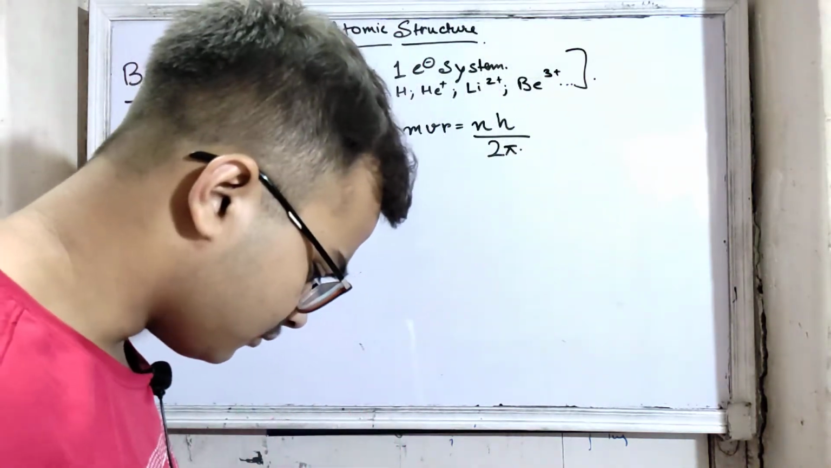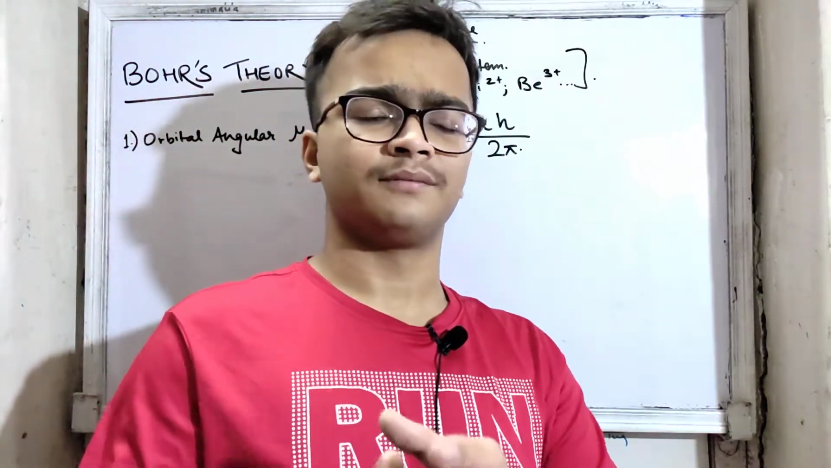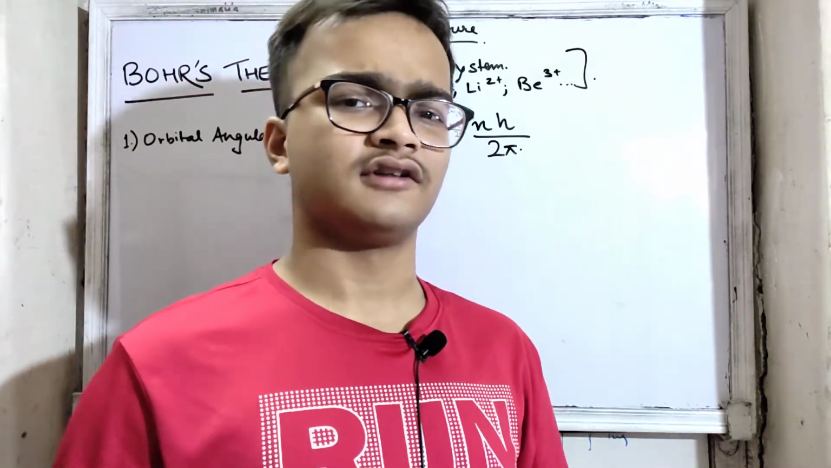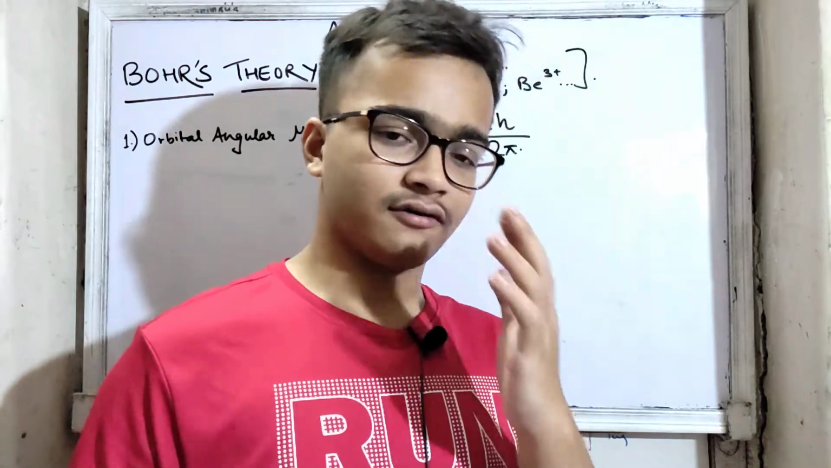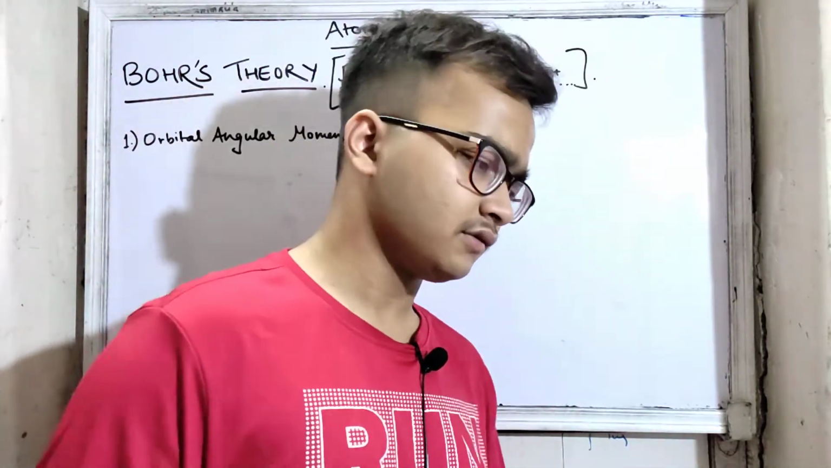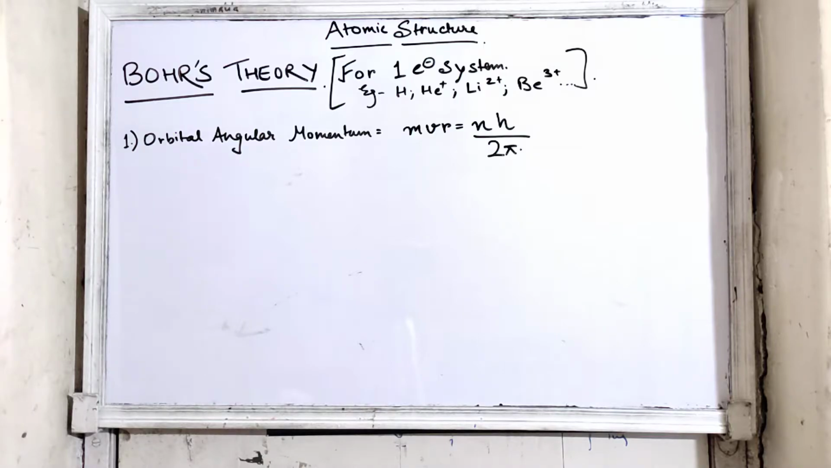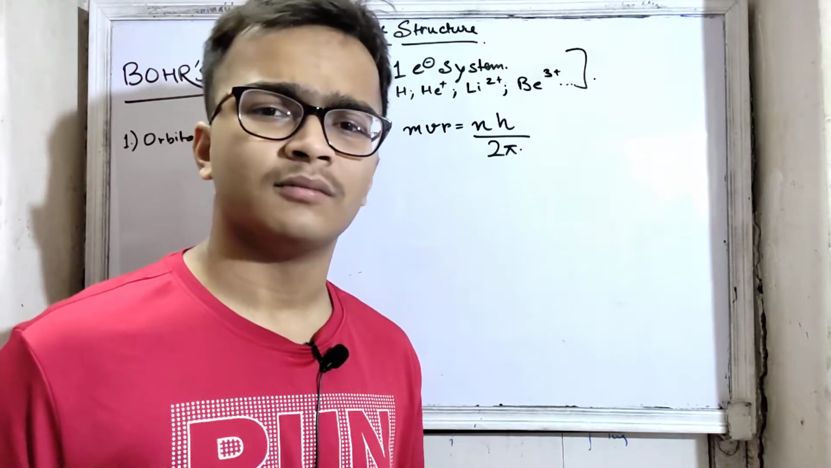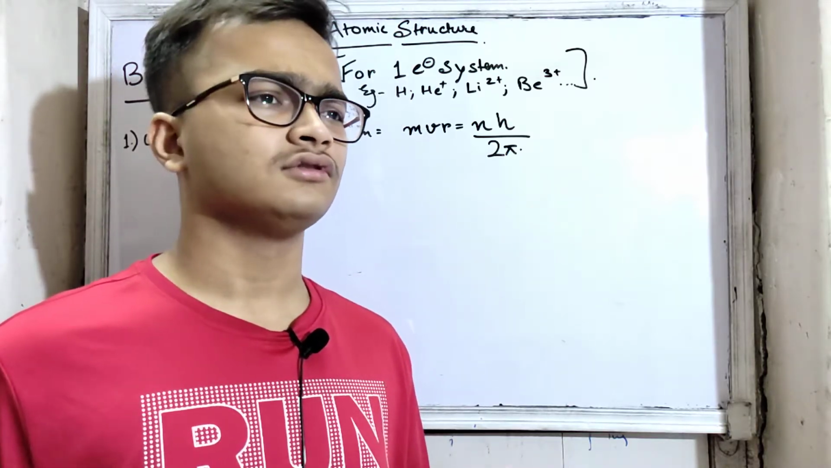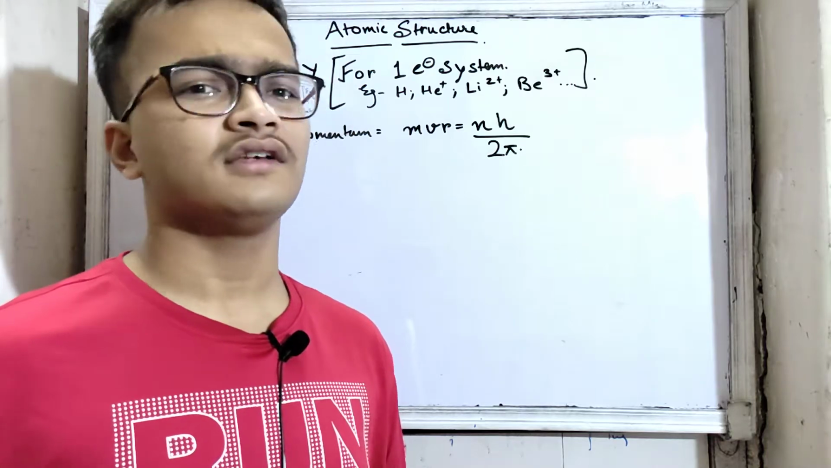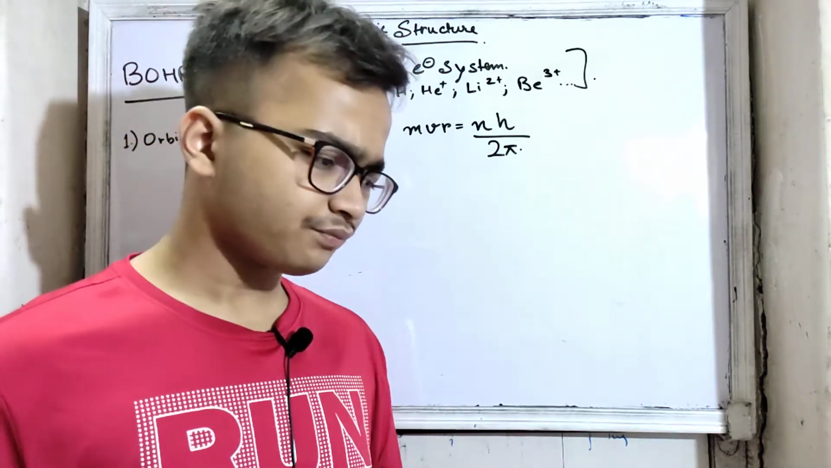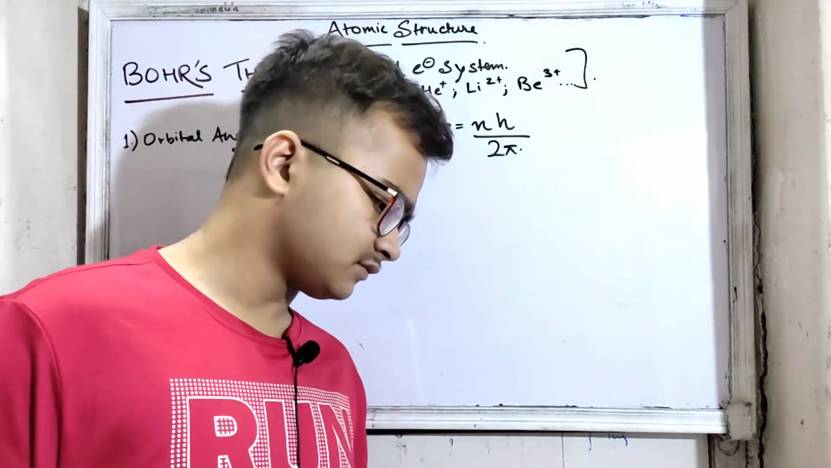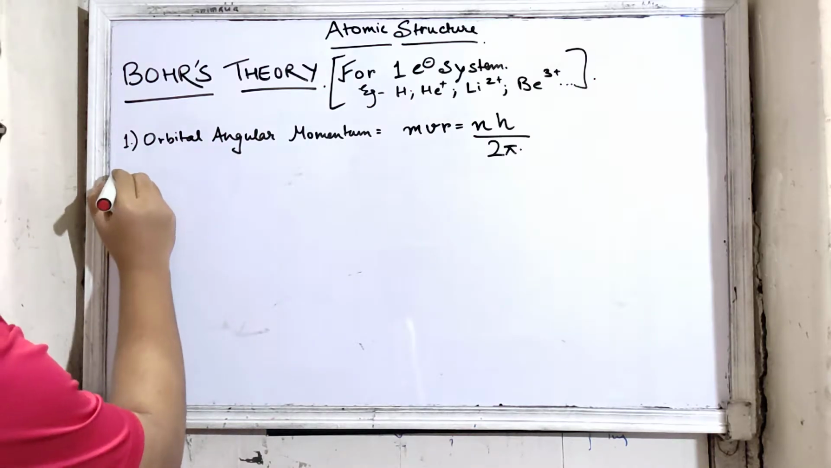Okay, next we come to the radius of orbit, that is the radius of the orbit in which the single electron in an isoelectronic species is revolving. We need to know the radius of the atoms. This radius of the isoelectronic species is also called the Bohr radius. So in the question, if they ask you to find the Bohr radius, you should not confuse yourself. Bohr radius is nothing but just the radius of the isoelectronic species. So let's write the formula.